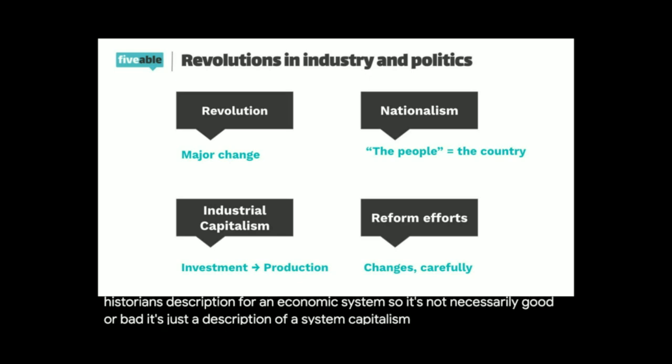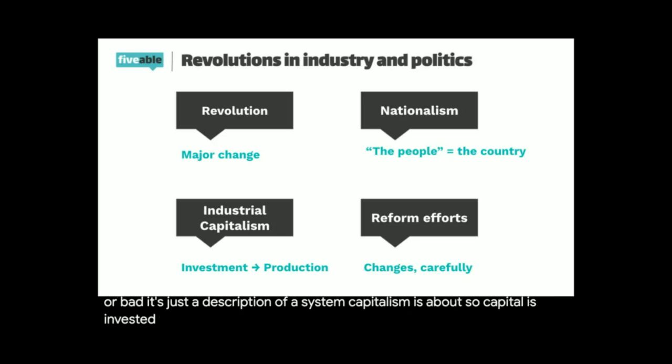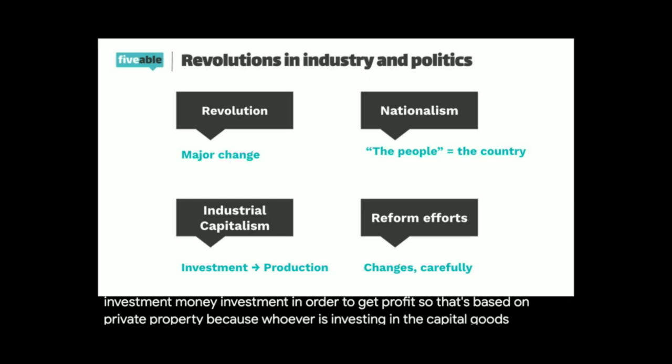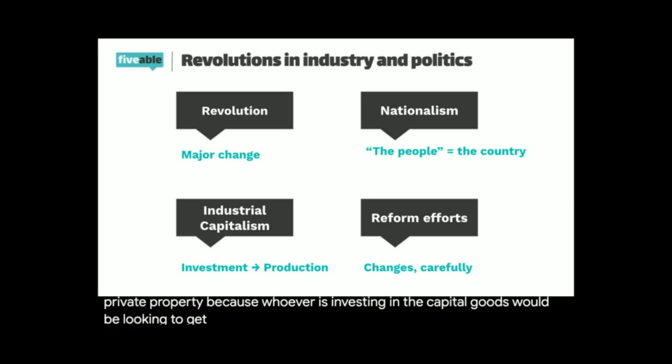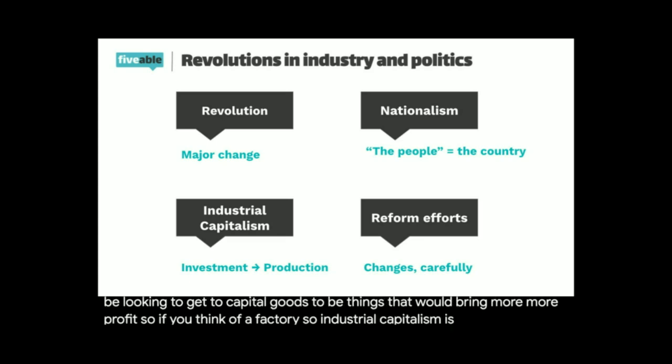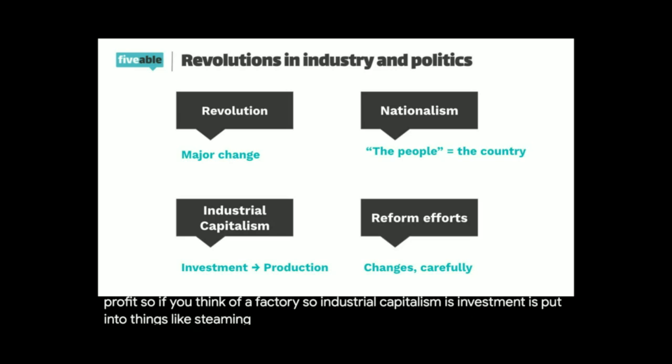And capitalism is about, so capital is investment money. Investment in order to get profit. So that's based on private property, because whoever is investing in the capital goods would be looking to get profit. Capital goods would be things that would bring more profit. So if you think of a factory, industrial capitalism is investment put into things like steam engines or spinning machines, and those things need to be paid for before any profit is made. So that's why it requires capital, money to be raised, to be invested.